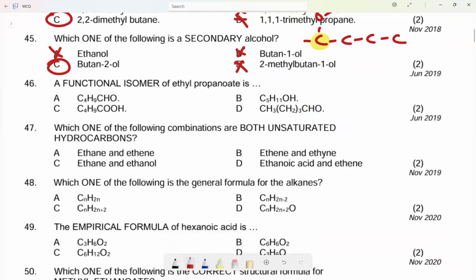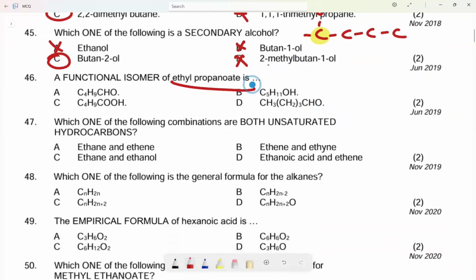Question 46: a functional isomer of ethyl propanoate. This is an ester. So a functional isomer of an ester is a carboxylic acid. I'm expecting something that has COOH. And how many carbons? This one has, if it is ethyl, 2, and propanoate, 3, it is 5 carbons. So I need a carboxylic acid that has 5 carbons. Something like maybe C. Okay, this one already has 5 with this one. So I need C4H something.